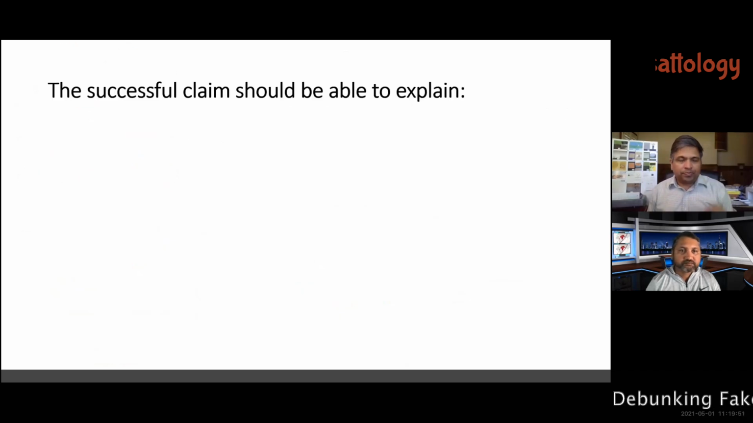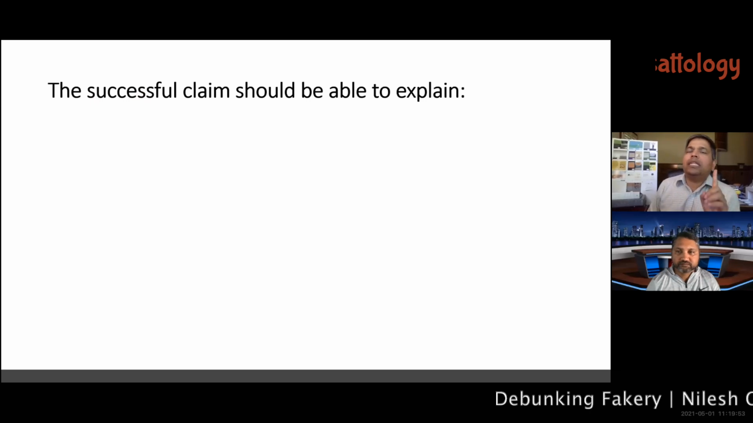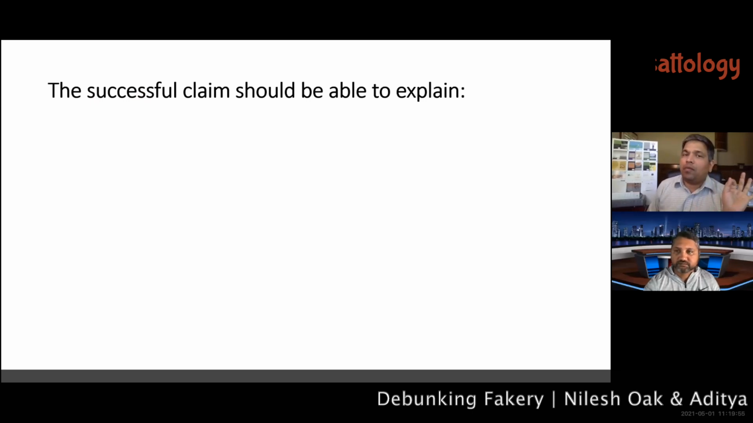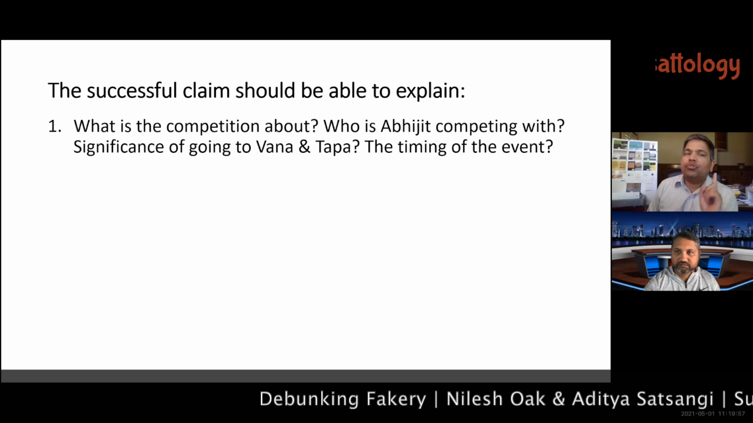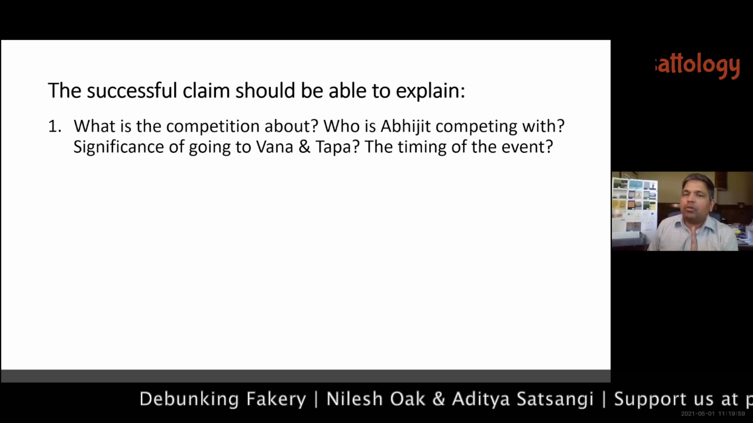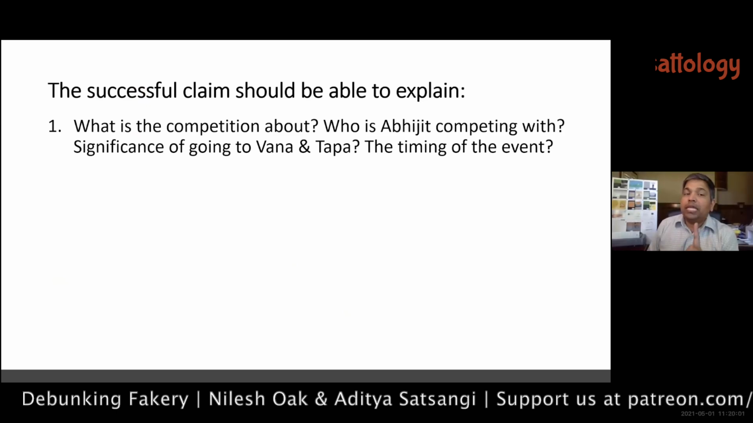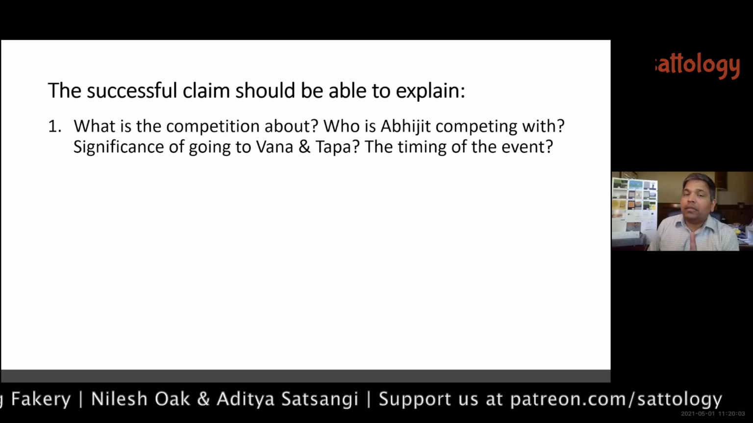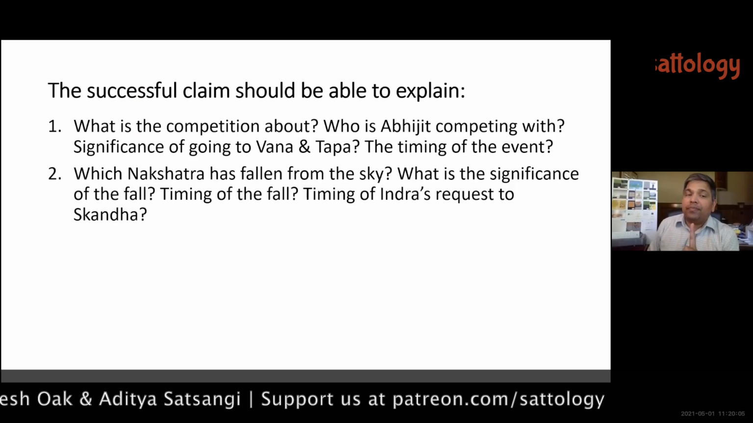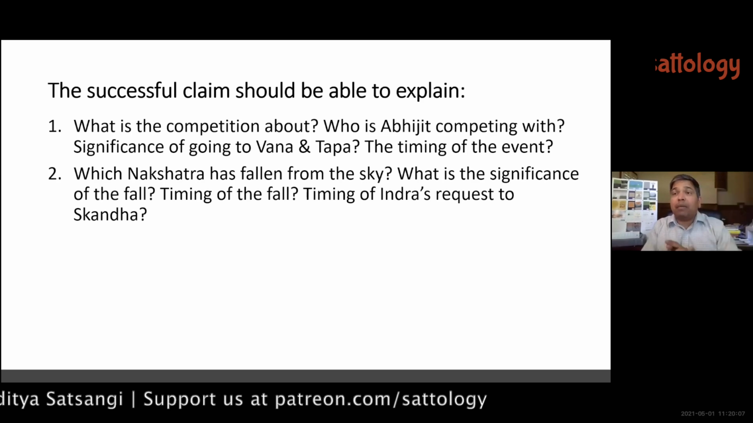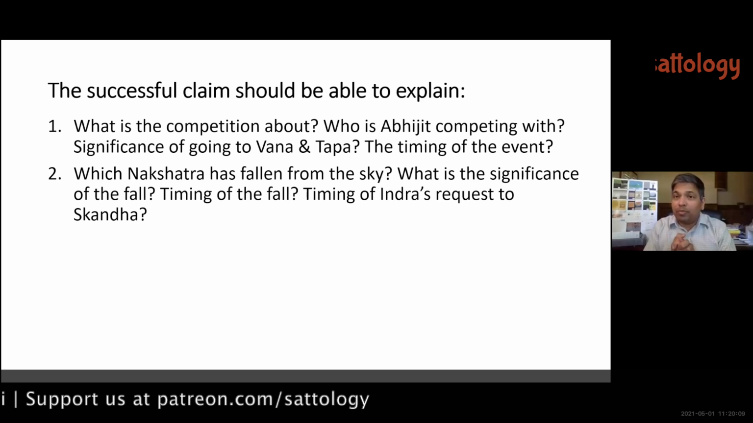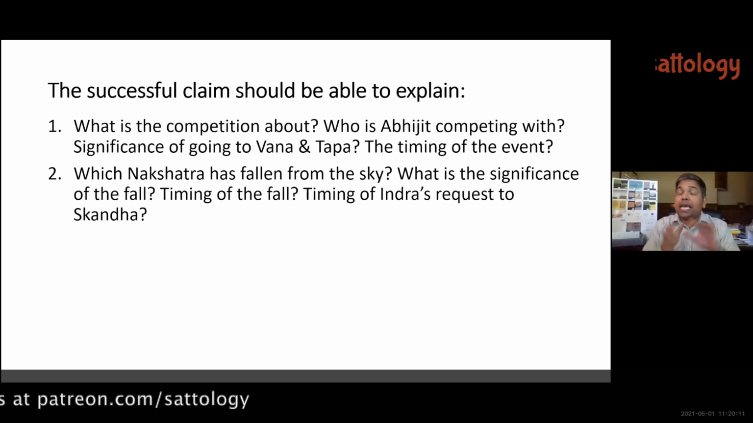Now, quickly, the successful claim should be able to explain the 4 verses that we looked at. It should be able to explain what the competition is about, who Abhijit is competing with, the significance of going to Vana and Tapa, and the timing of the event. Now remember, all 4 of these things are happening at one time. Very, very important to remember, all of us who are watching. Actually, there are a total of 15 things. They're all happening at one time, at least most of them.